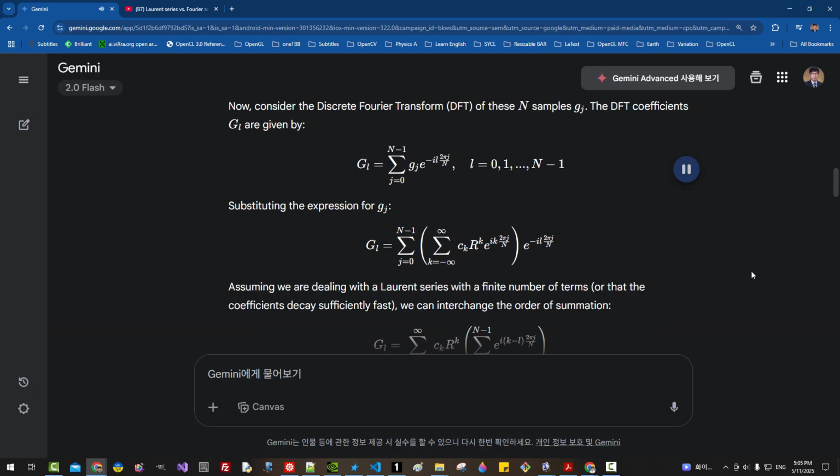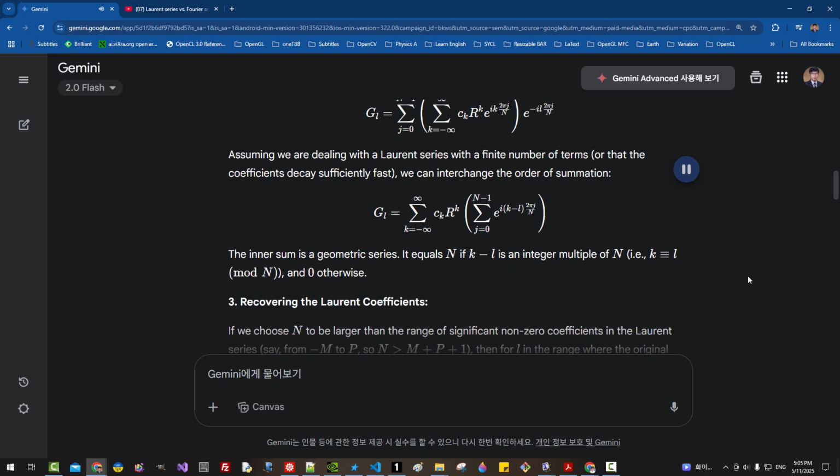Assuming we are dealing with a Laurent series with a finite number of terms, or that the coefficients decay sufficiently fast, we can interchange the order of summation. The inner sum is a geometric series. It equals n if k − L is an integer multiple of n, i.e., k ≡ L (mod n), and 0 otherwise.